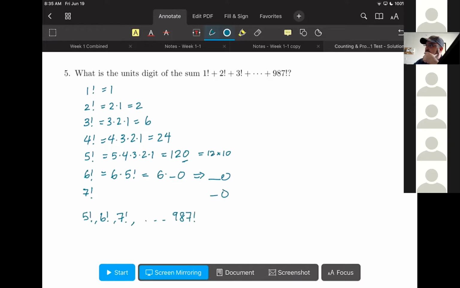So then if we want to find the units digit of the sum, that means we can sum up the units digits of each of the elements. So for 1, that units digit is 1. For 2 factorial, that units digit is 2. For 3 factorial, that units digit is 6. And for 4 factorial, that units digit is 4. And then for everything else, it's going to be 0. So if we sum up all of this, we get 13. So the units digit is actually going to be 3.